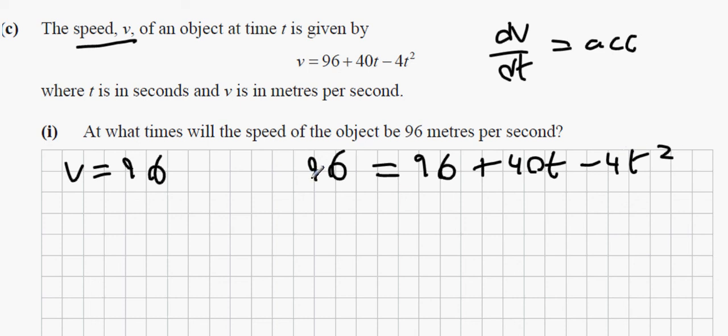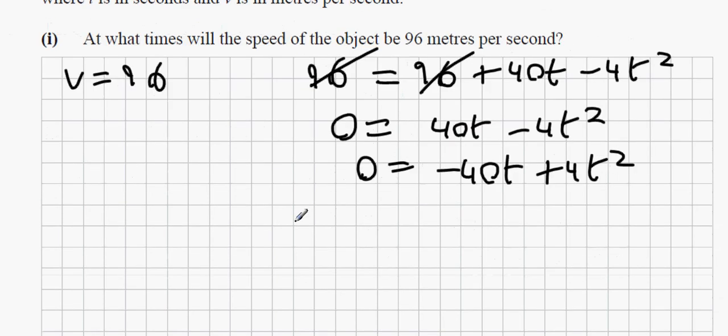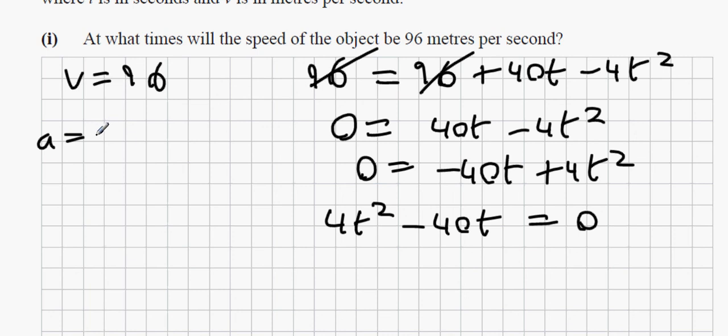The 96s will cancel each other out. And what we're going to get is 0 equals 40t minus 4t squared. Some guys would like to change that around, so multiply this side by minus, so you get minus 40t plus 4t squared. And then what you can get here is 4t squared minus 40t equals 0. Now what you've got to do is factorize. If you're stuck in the exam, you could try the minus b formula where a equals 4 and b equals minus 40. C isn't there, so c equals 0.